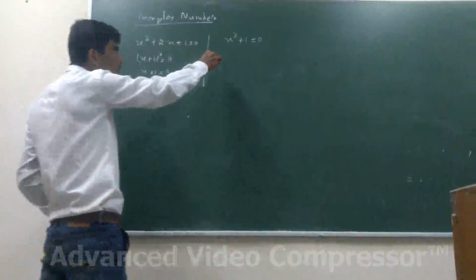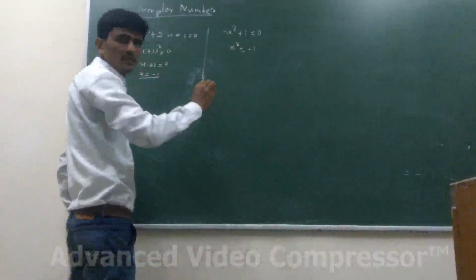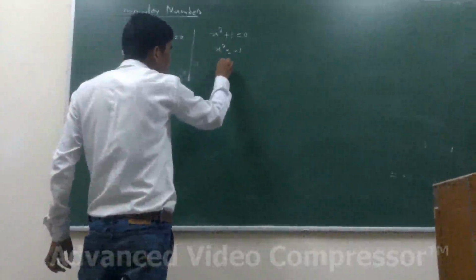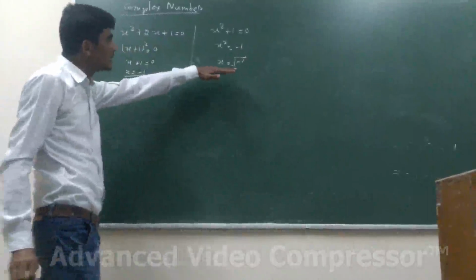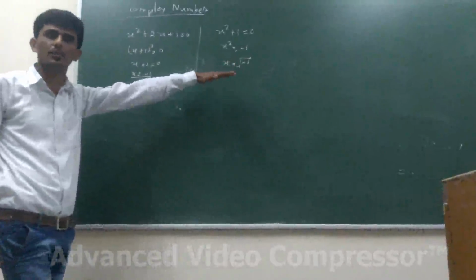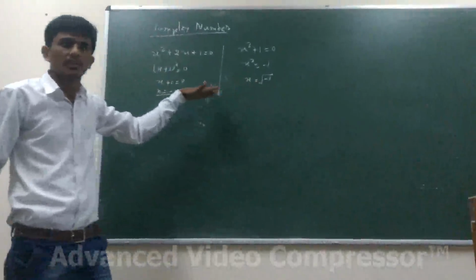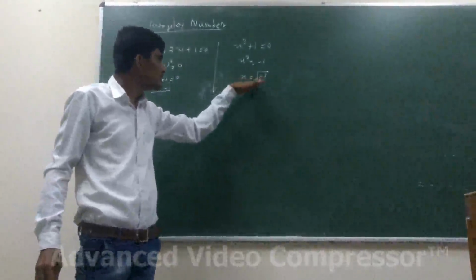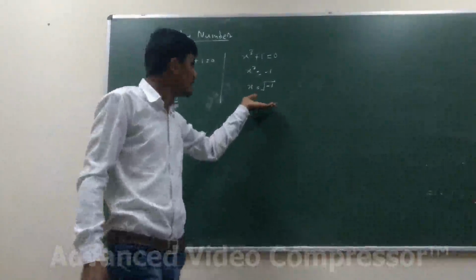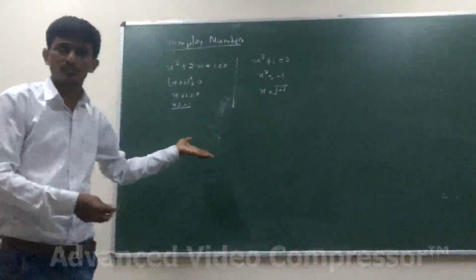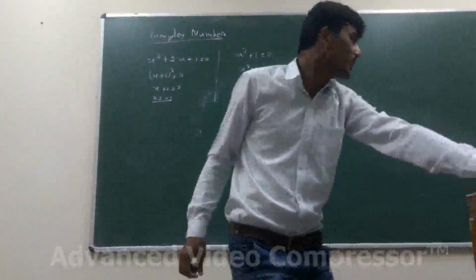So the value of x will be square root of minus 1. This is fundamentally impossible in real numbers. To solve this type of equation, which has the square root of a negative number, complex numbers were introduced. So let's take the parts of a complex number.